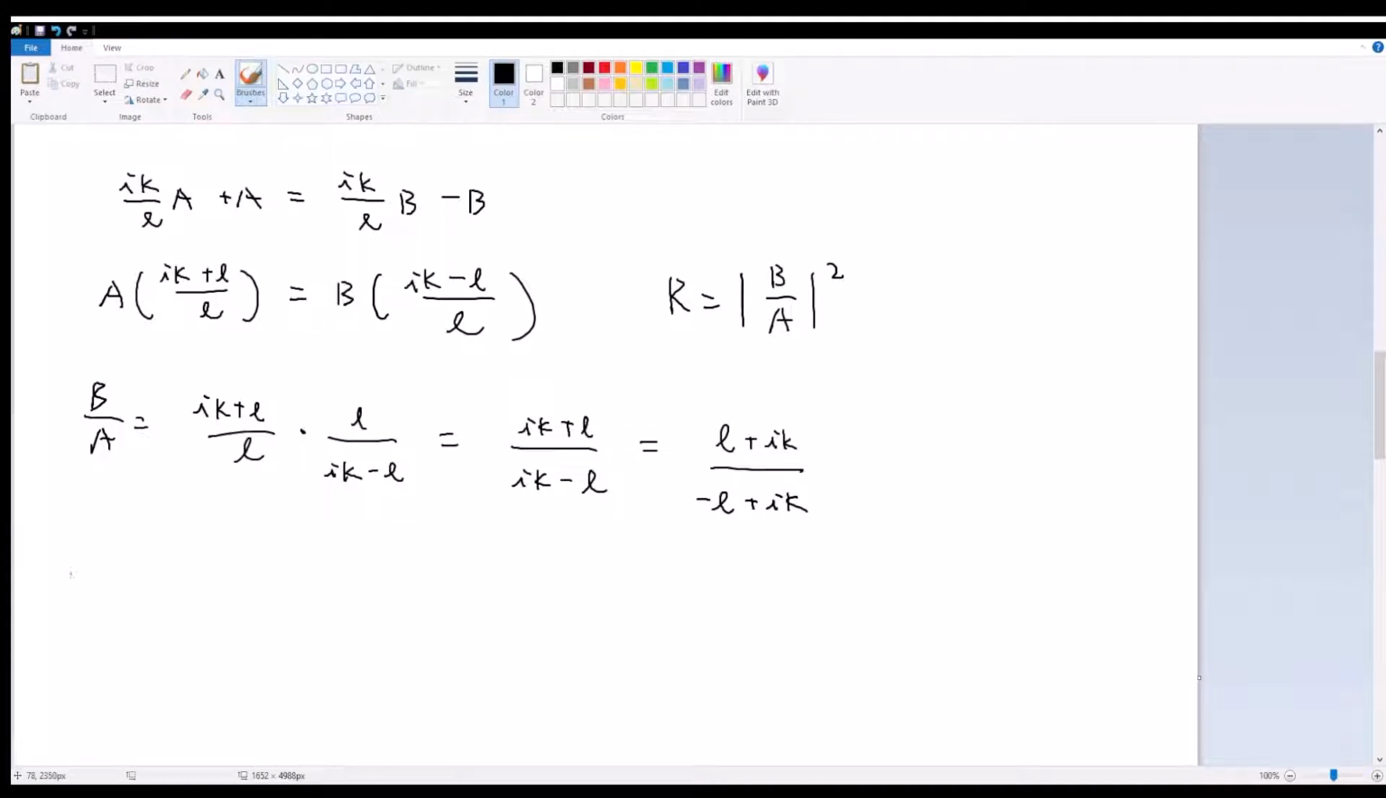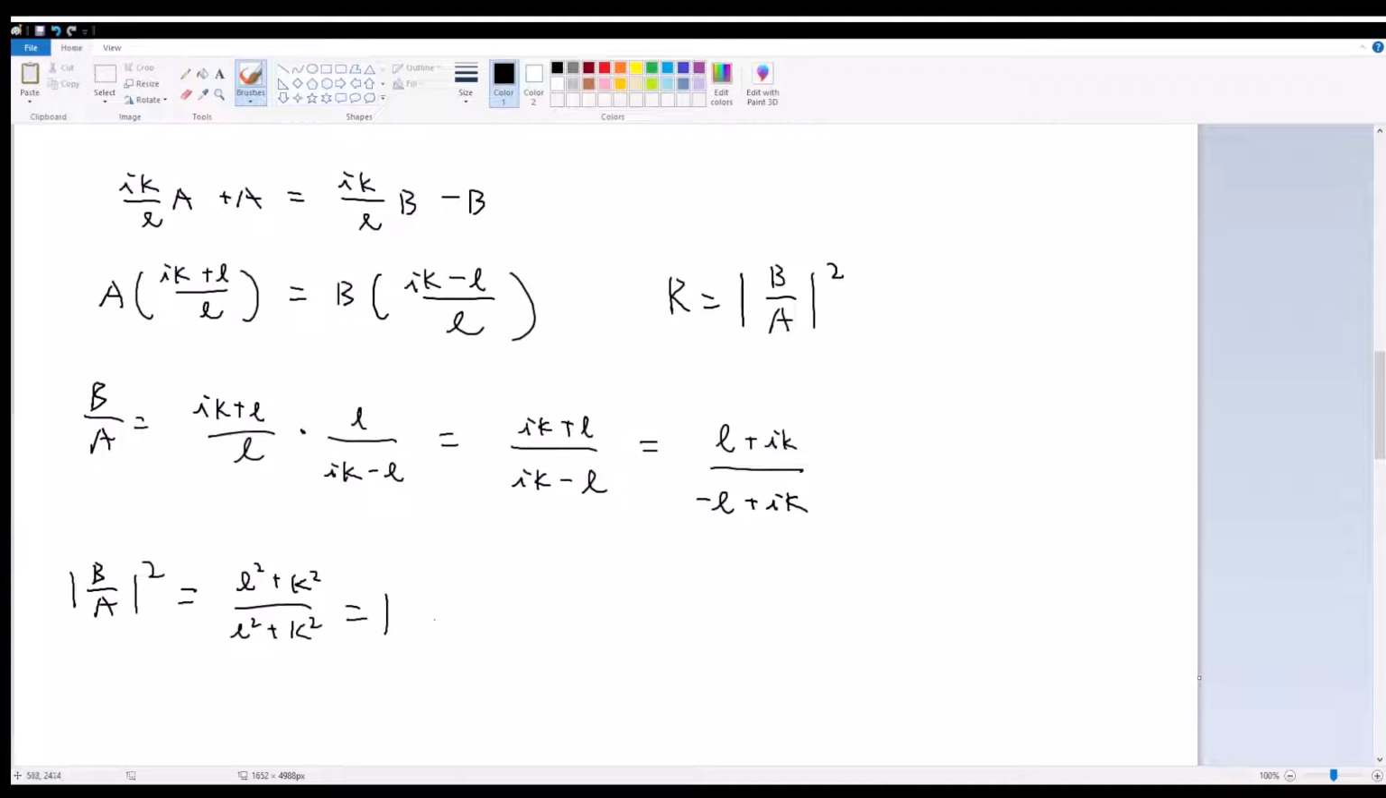If we then take the magnitude squared of B over A, we can recognize that these are both complex numbers, and taking the magnitude squared of a complex number results in the real part squared plus the imaginary part squared. So this is just going to equal L squared plus k squared over L squared plus k squared, which is then going to equal 1.